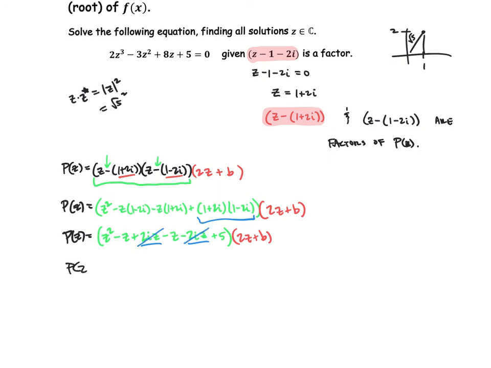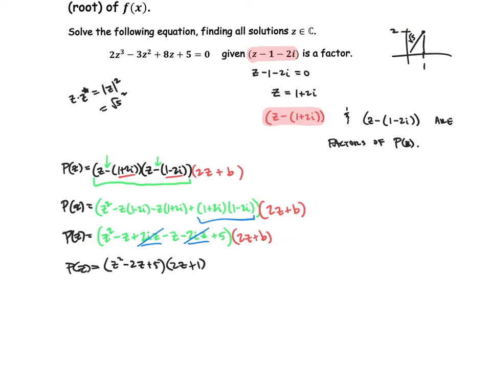Thus, P of z in factored form is going to be z squared minus 2z plus 5 times 2z plus b. Now notice, let's go back up. Our constant term is a 5. Well, 5 times what gives me 5? That would just be a positive 1.